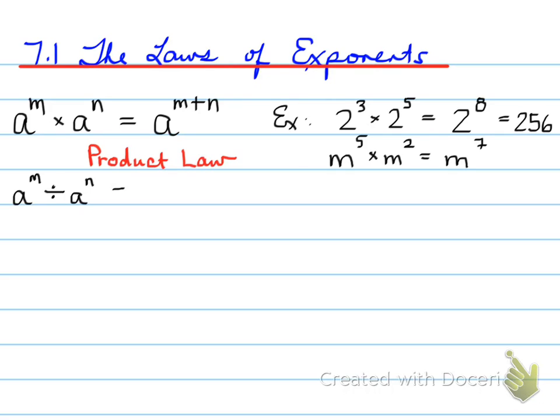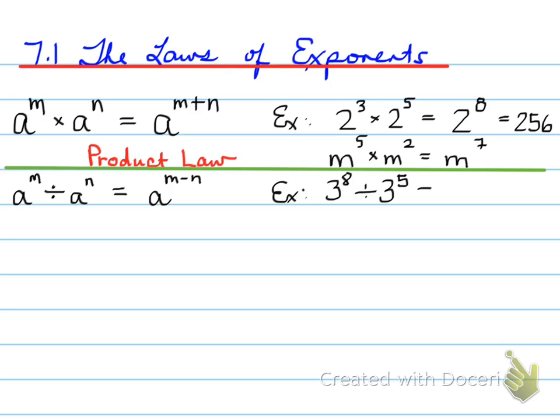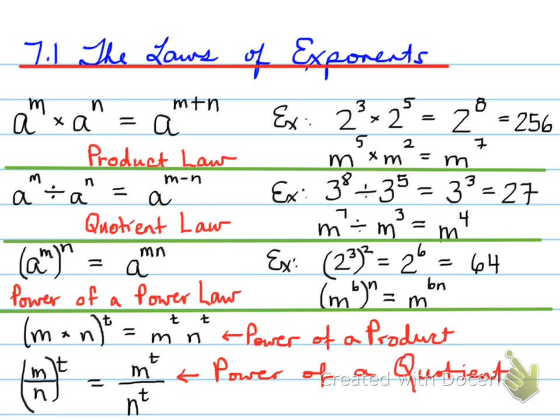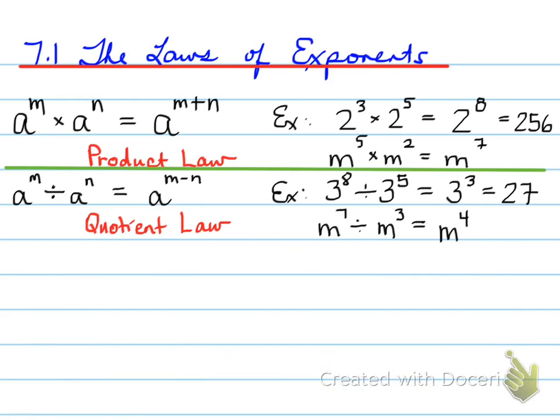a to the m divided by a to the n is equal to a to the m minus n. An example of that is 3 to the 8 divided by 3 to the 5. As long as the bases are the same, we can subtract the exponents. Oops, too much information there. Let's backtrack a bit. So this is called the quotient law. So back to where we were before, this is known as the quotient law.